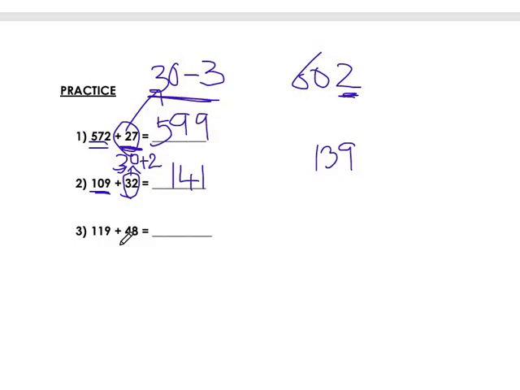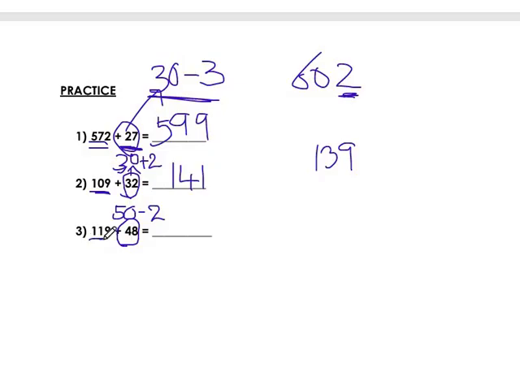Now here is my next question. 119 plus 48. Can you tell me the multiple of 10 which is close to 48? Yes, that is 50. But I need 48. I need only 48. I don't want 50. So what should I do? Yes, I need to subtract 2. So instead of adding by 48, I will add 50 and then subtract 2.